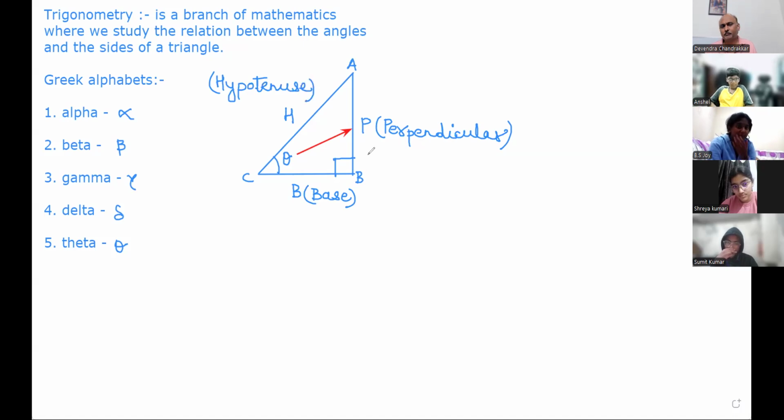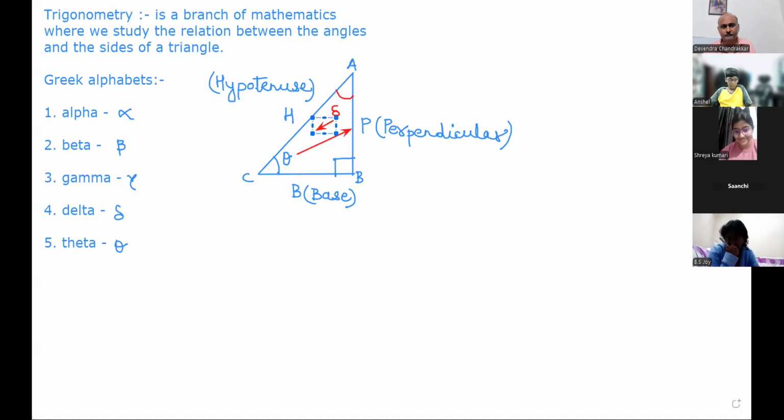Any doubts in this? Perpendicular में clear है बेटा? All of you clear about this perpendicular thing? So my question to all of you is, if this angle is say delta, which side will be perpendicular to this delta? If we consider delta to be the angle, which side will be perpendicular for this angle? CB. CB, है ना? So this side will be perpendicular. So this you remember. It depends on the angle which we choose.